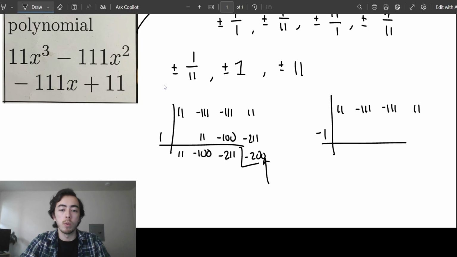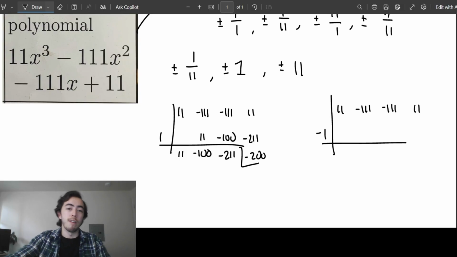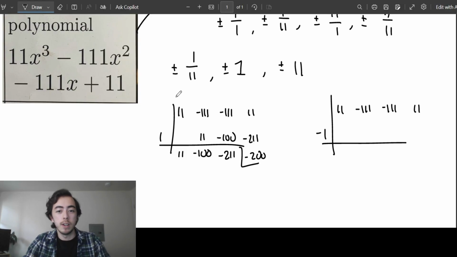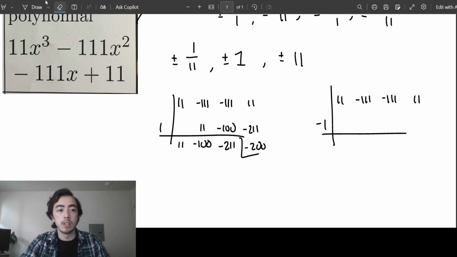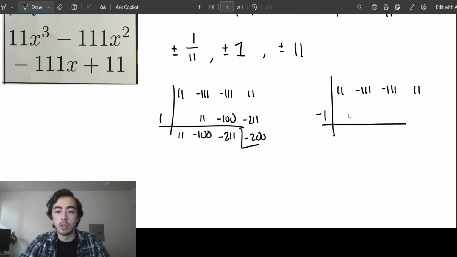And if this number were a 0, that would suggest that my remainder after division would be 0, and therefore that I found a factor of my original polynomial. But because the remainder is not 0, it doesn't divide it evenly. So onwards to checking other roots.